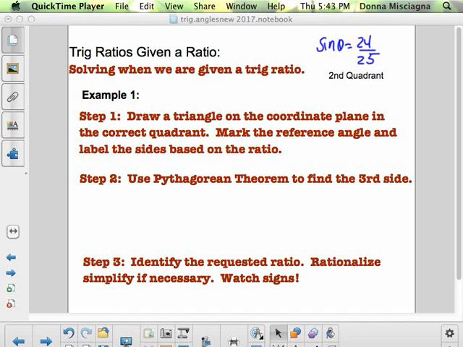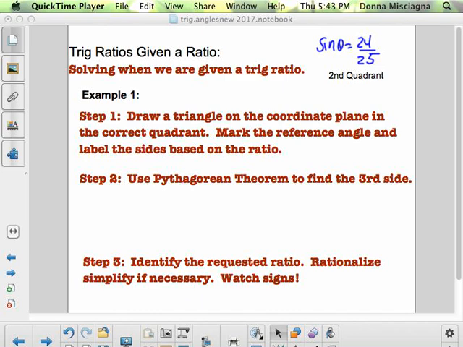All right, so let's go ahead and go through our steps. We're going to go through the same 3 steps for all of these problems. We're going to draw a triangle on the coordinate plane in the correct quadrant. I will tell you which quadrant it is. Either I'll tell you the quadrant or I'll tell you between what degrees it falls. And we're going to mark the reference angle and label the sides based on the ratio.